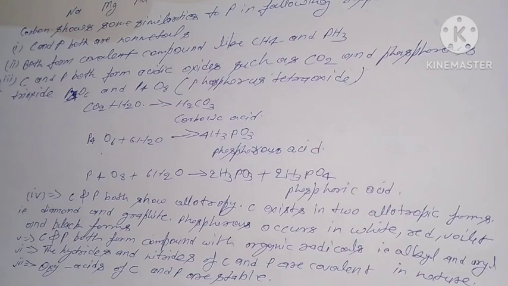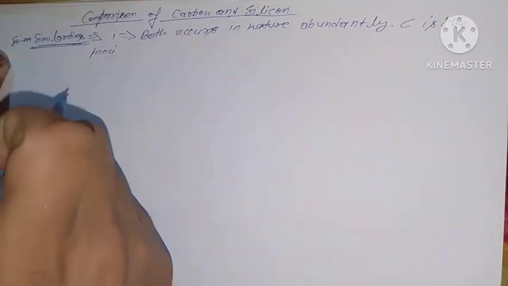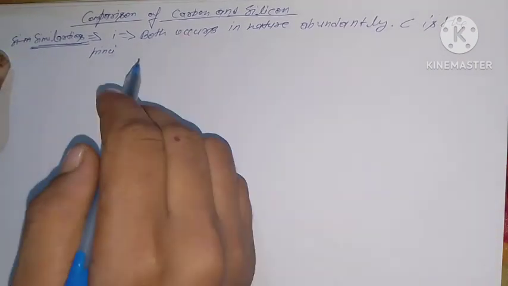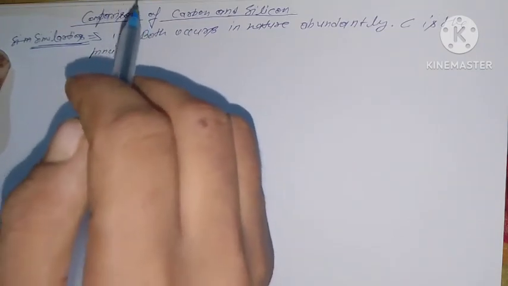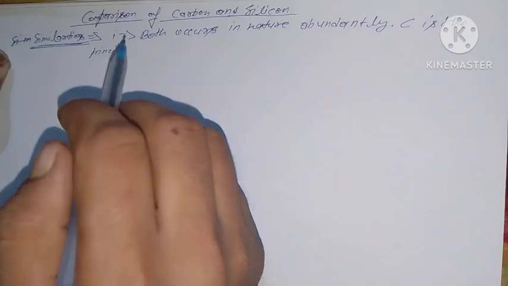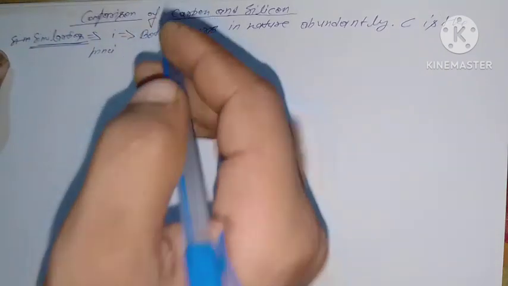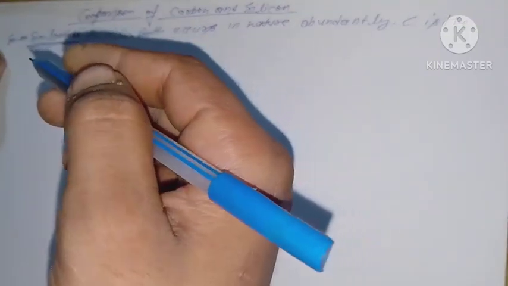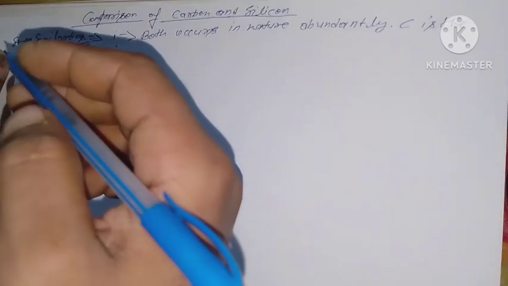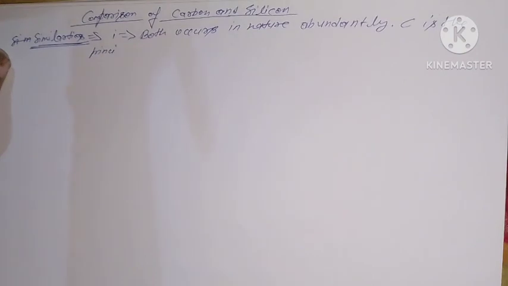Next, comparison of carbon and silicon. Similarities. Carbon and silicon are the typical elements of group 14. The first two elements resemble each other in many respects, but they also differ from each other in many respects.